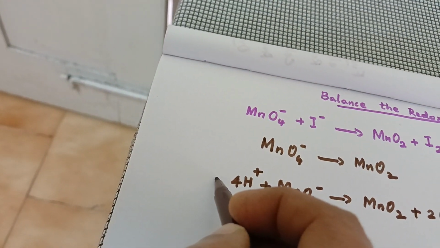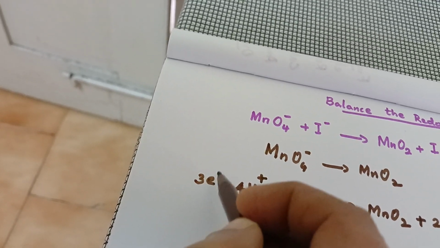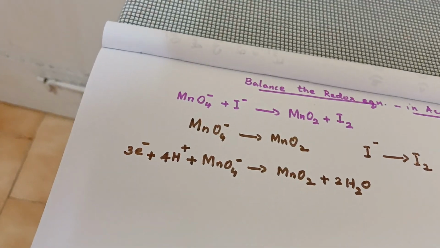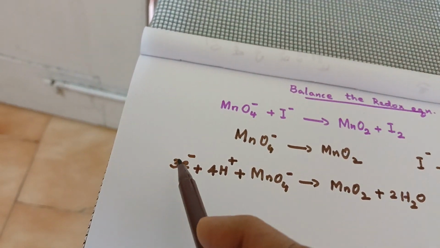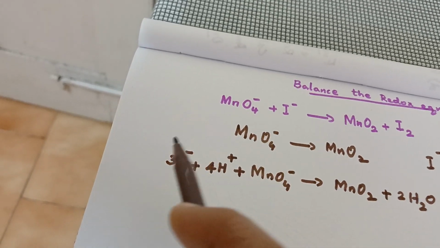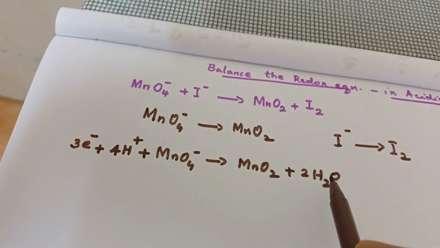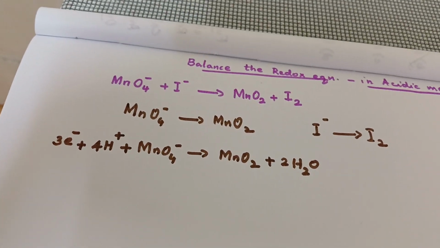So to make this side also 0, we will add 3 electrons. Now we can see 3 negatives, minus 3 and plus 3 will give you 0. Just like that on the right hand side.